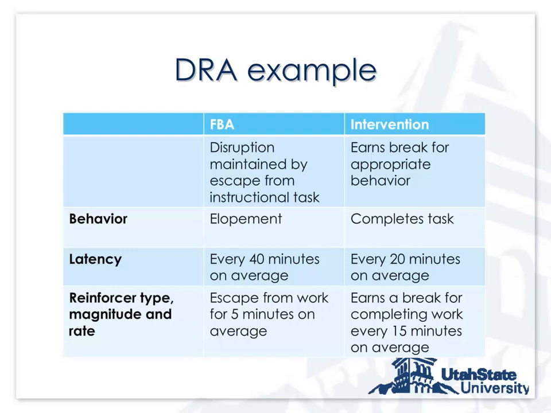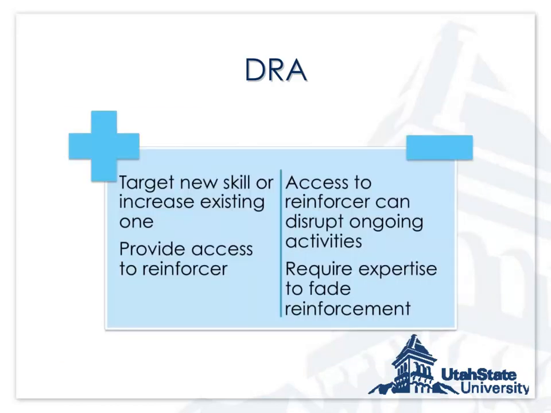To do so, reinforcement will need to be provided more frequently and at a better level than typically follows the problem behavior. Providing bigger, better reinforcement for the appropriate behavior will help shift the balance in favor of the more appropriate behavior and decrease the likelihood that the individual will engage in problem behavior. DRA is a very effective intervention that allows us to decrease problem behavior while increasing the existing skill or teaching a new one. Its main advantage is that it allows individuals to keep accessing reinforcement.